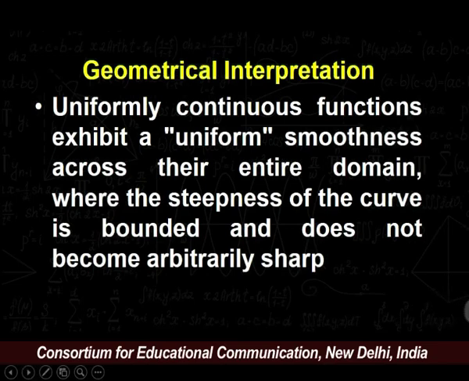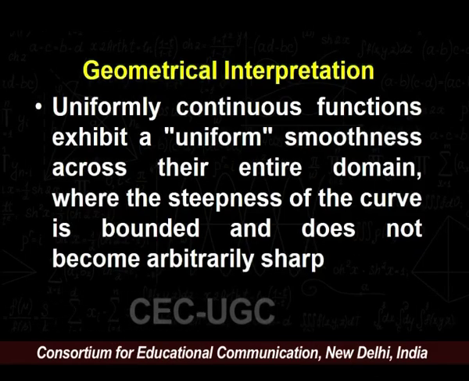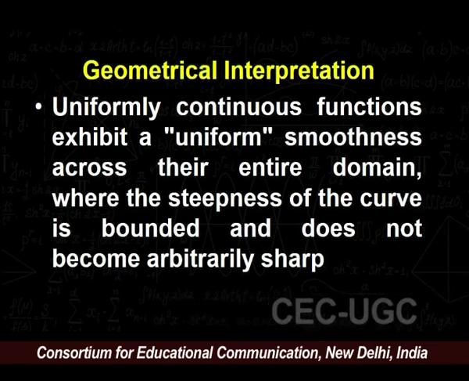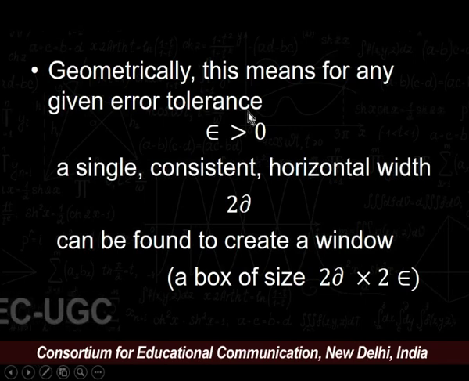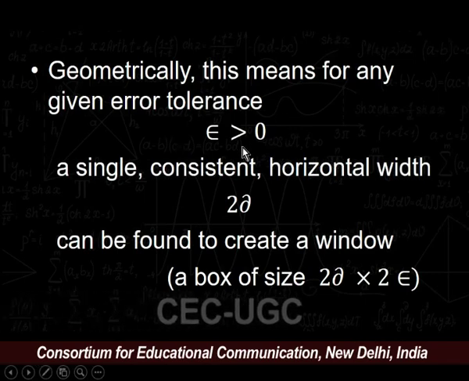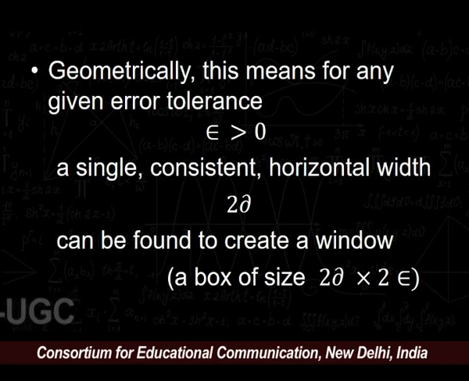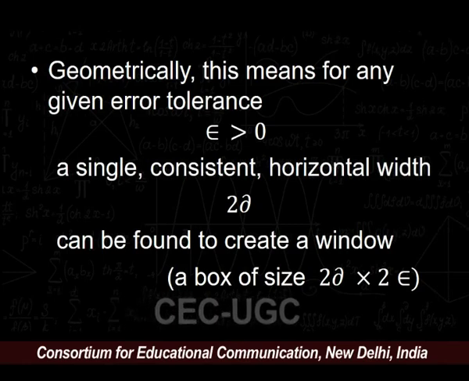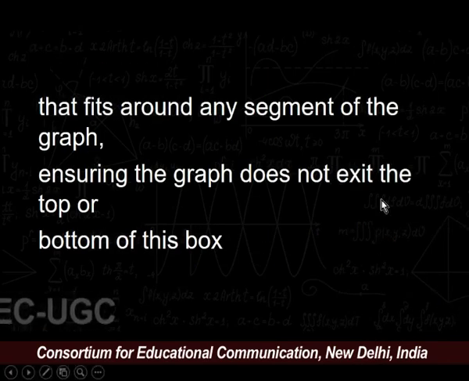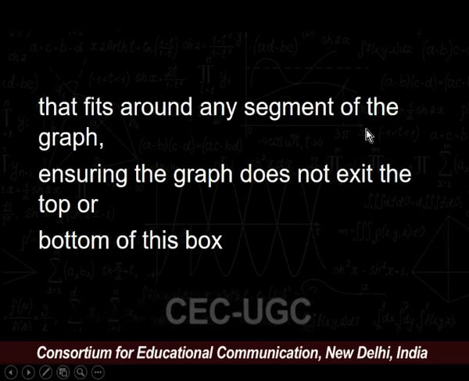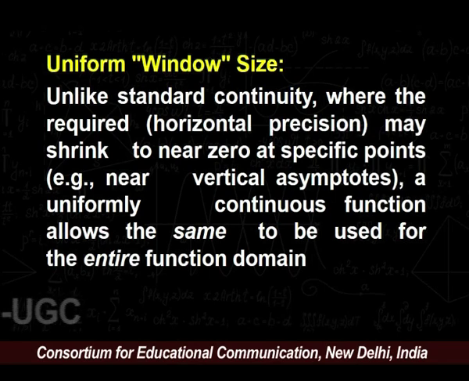Uniformly continuous functions exhibit a uniform smoothness across their entire domain, whereas the steepness of the curve is bounded and does not become arbitrarily sharp. Geometrically, this means for any given error tolerance, say epsilon greater than 0, a single consistent horizontal width, say 2 delta, can be found to create a window, or a box of size 2 delta by 2 epsilon, that fits around any segment of the graph, ensuring the graph does not exit the top or bottom of this box.